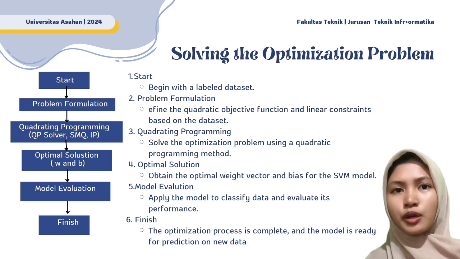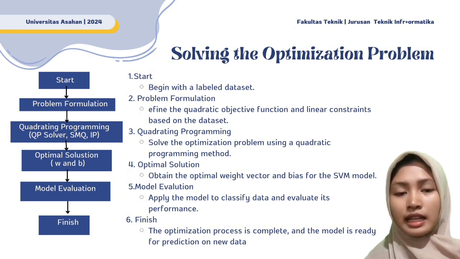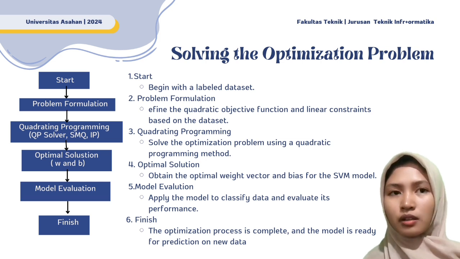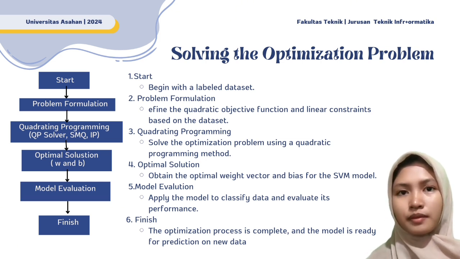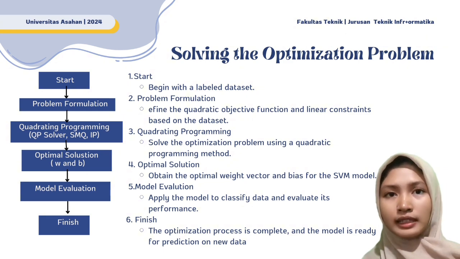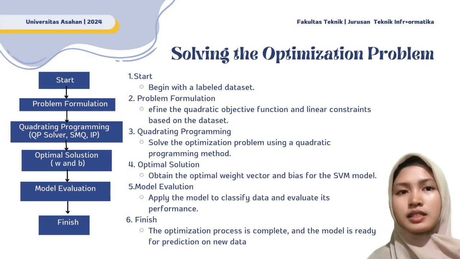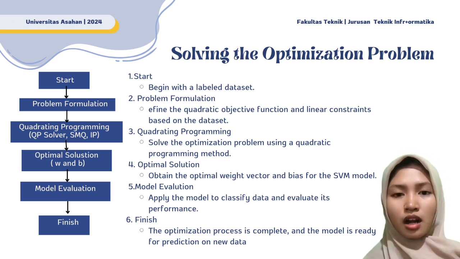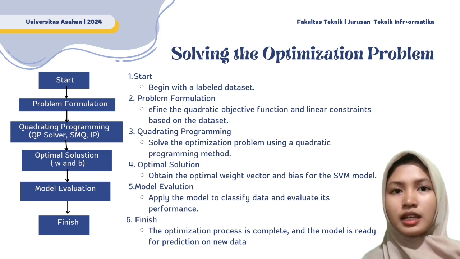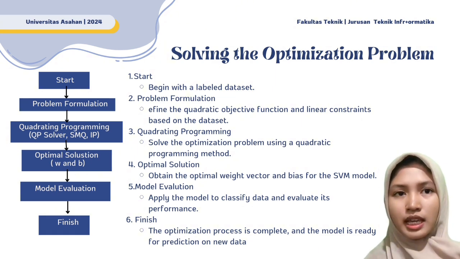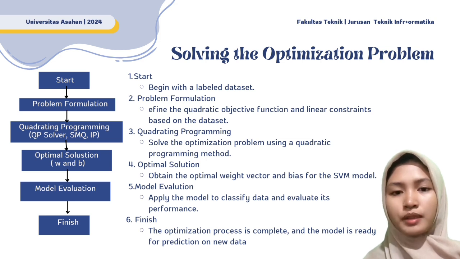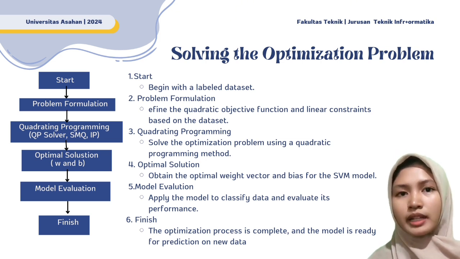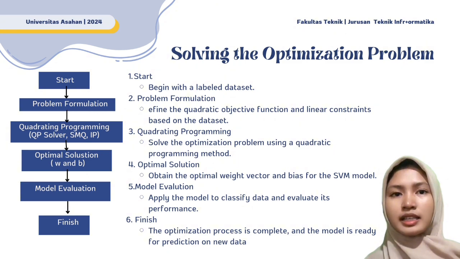5. Model evaluation. Evaluate the model to classify data and evaluate its performance. And 6. Finish. The optimization process is complete and the model is ready for prediction on new data. This flowchart provides a clear overview of the steps involved in solving the optimization problem to find the optimal hyperplane in SVMs.